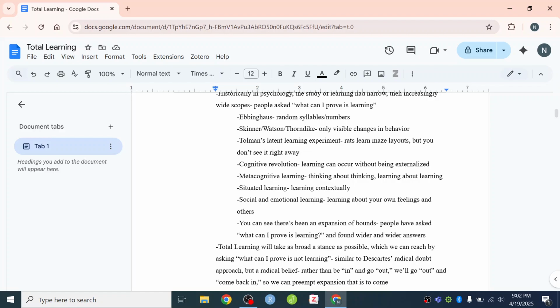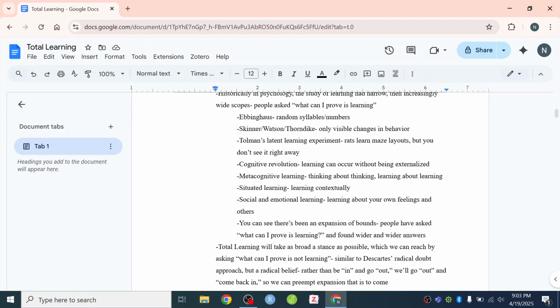Well, we're going to ask a different question. Rather than asking what can I prove is learning, which I believe is the question that learning scientists have primarily asked up to this point, we're going to ask the question, what can I prove is not learning? And if we cannot prove that something is not learning, we cannot come up with a legitimate argument for why it is not learning, we're going to accept it as a legitimate form of learning. Again, in order to draw that broadest possible circle.